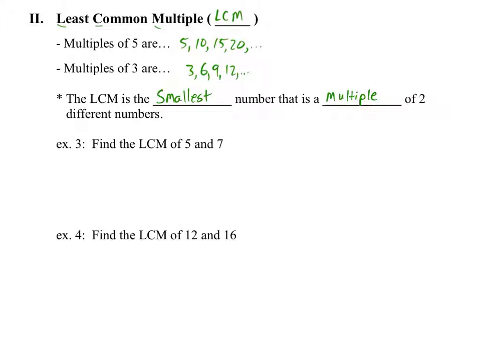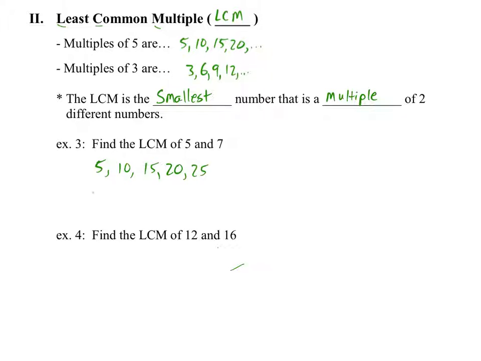So for this, there are several ways you could do it. One is just to list them out. So for 5, stick with green, we'd have 5, 10, 15, 20, 25, and you could keep going, right? Sometimes what I'll do is I recognize multiples of 5 because they all end in 5 or 0.